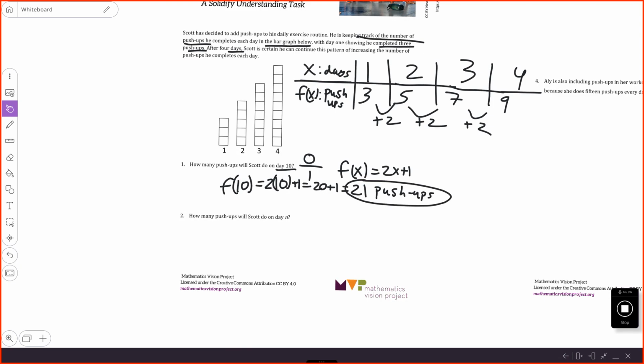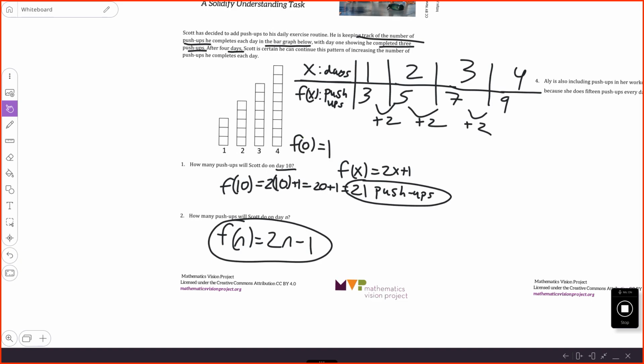Okay. How many push-ups will Scott do in n days? Well, f of n is 2n plus 1. That's the function I found because we're just adding 2. So at day 0, f of 0, so writing it like this, f of 0 should be 1, because f of 1 is 3, and 3 minus 2 is 1.